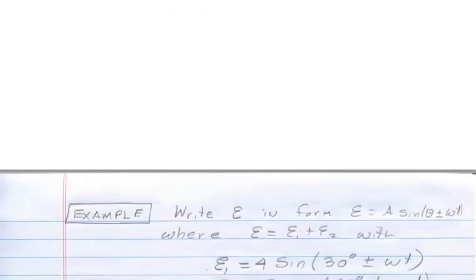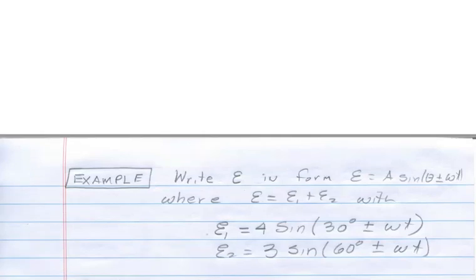We can apply these ideas to a simple problem in wave superposition. Let's take a look at this simple example. I'm given two waves, electric fields, 4 volts per meter and 3 volts per meter, and by the time I've computed their distances and their wavelengths, I get that alpha 1 is 30 degrees and alpha 2 was 60 degrees in terms of the angular portion.